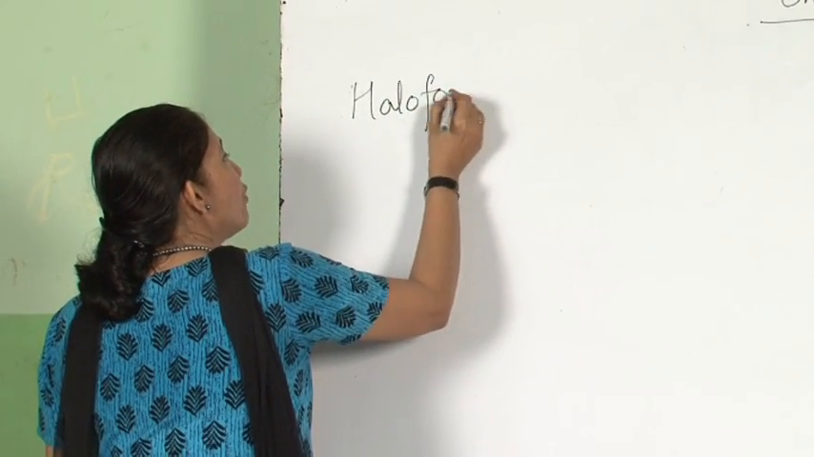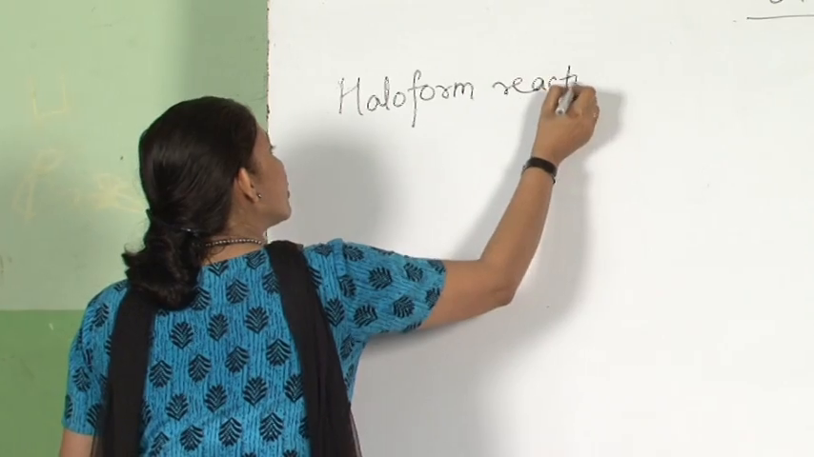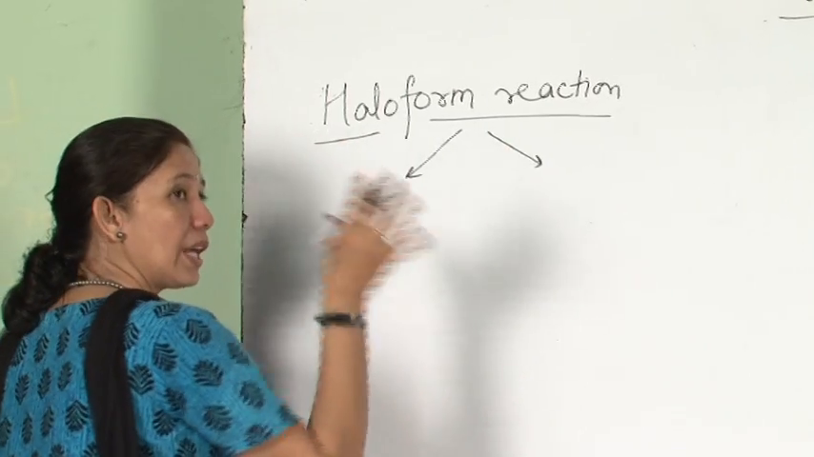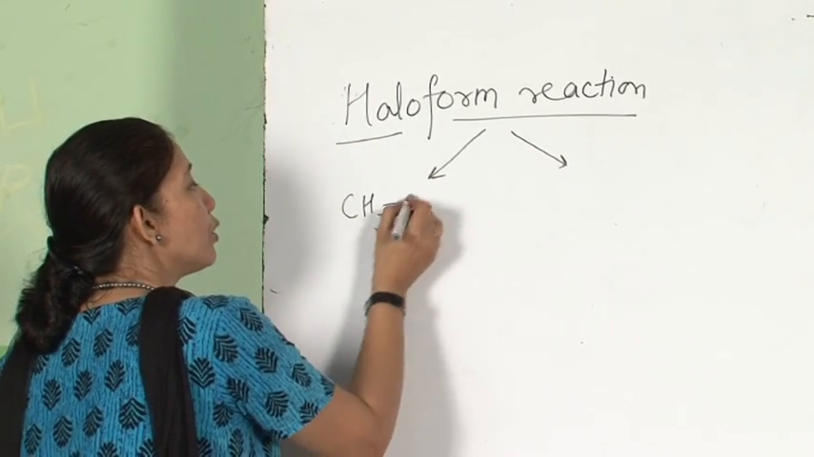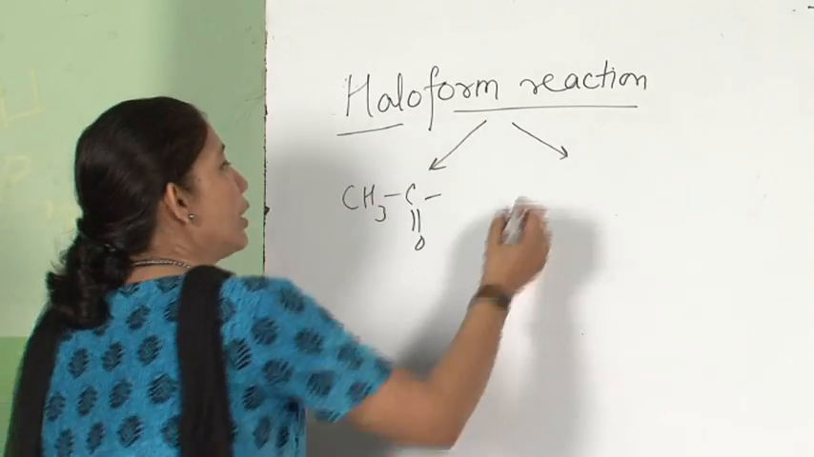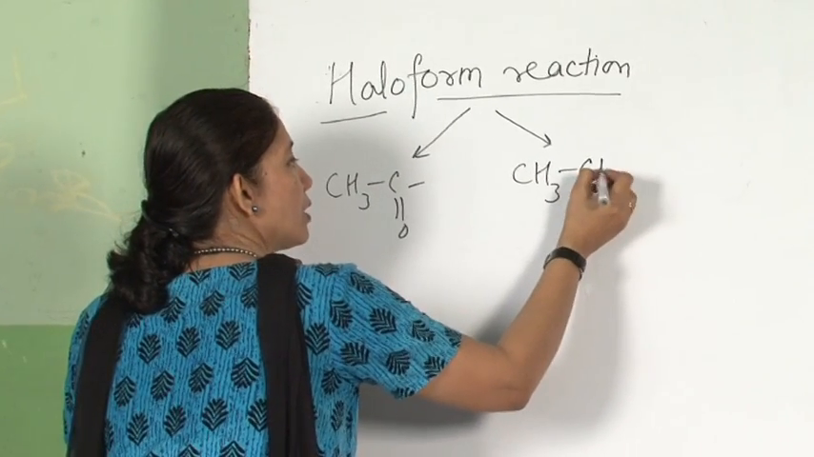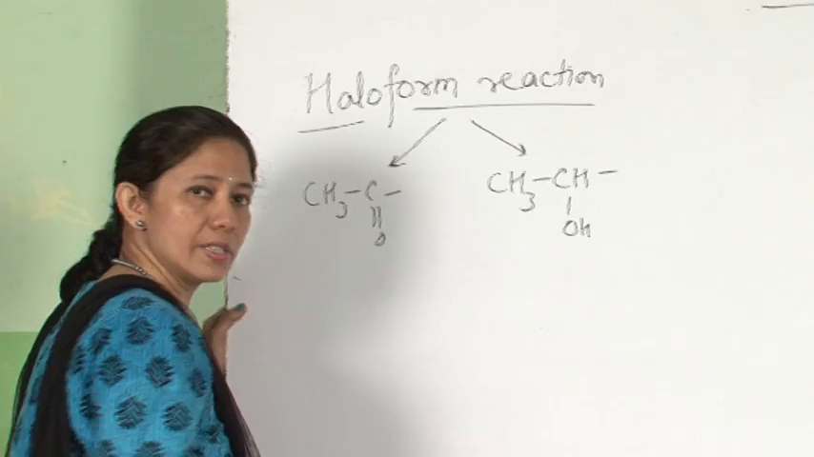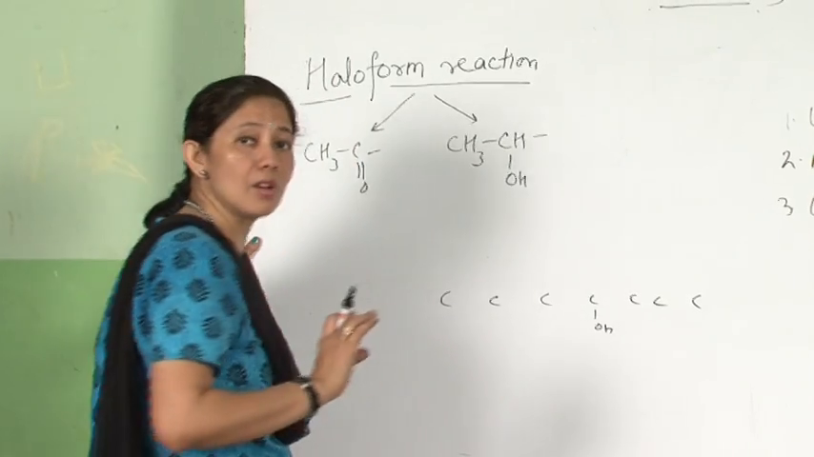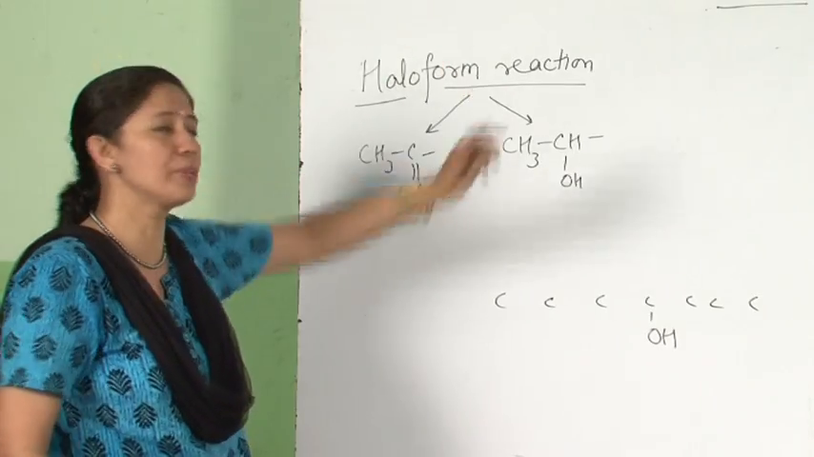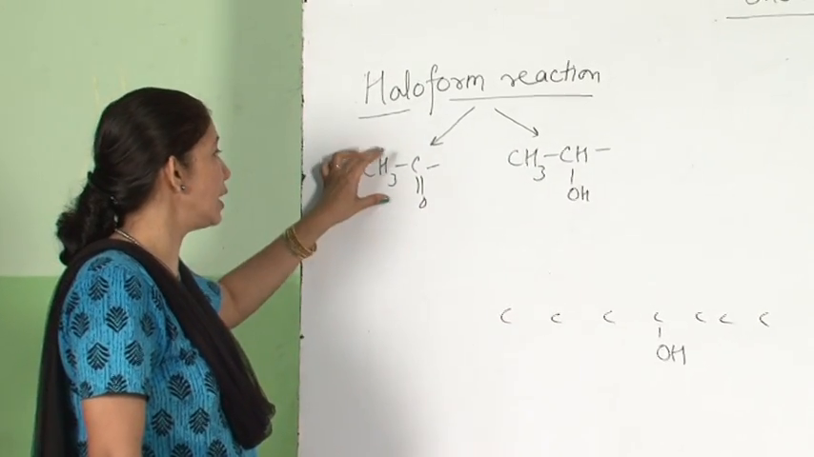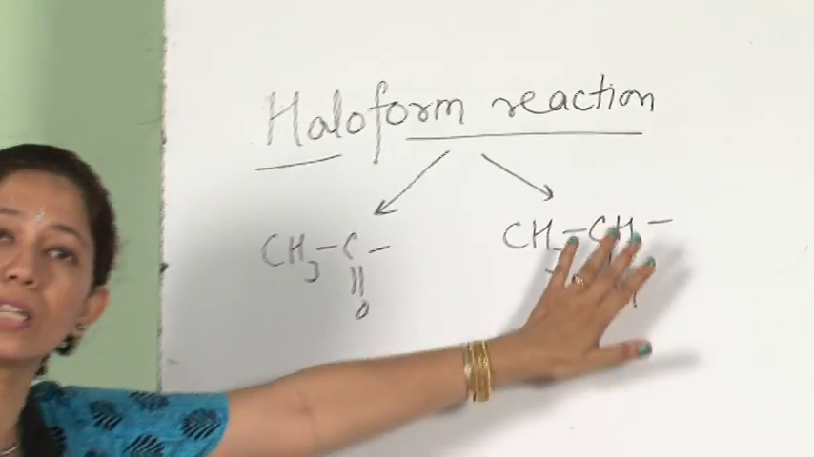For a haloform reaction, what is the necessary condition? For haloform, the organic compound must have a methyl keto group, or it should have a secondary hydroxyl group. When I say secondary hydroxyl group, suppose I am having a chain like this, I am having something here. This is not going to give me the iodoform test.